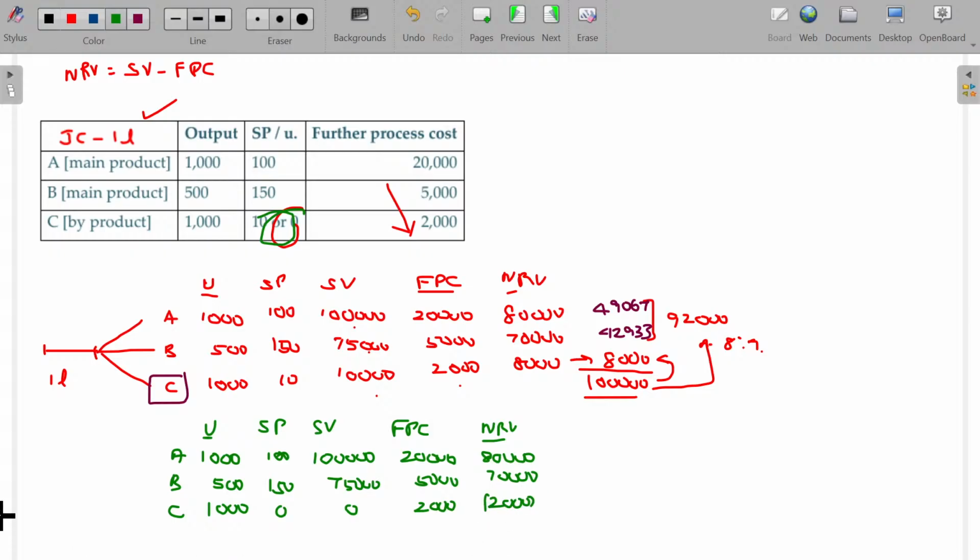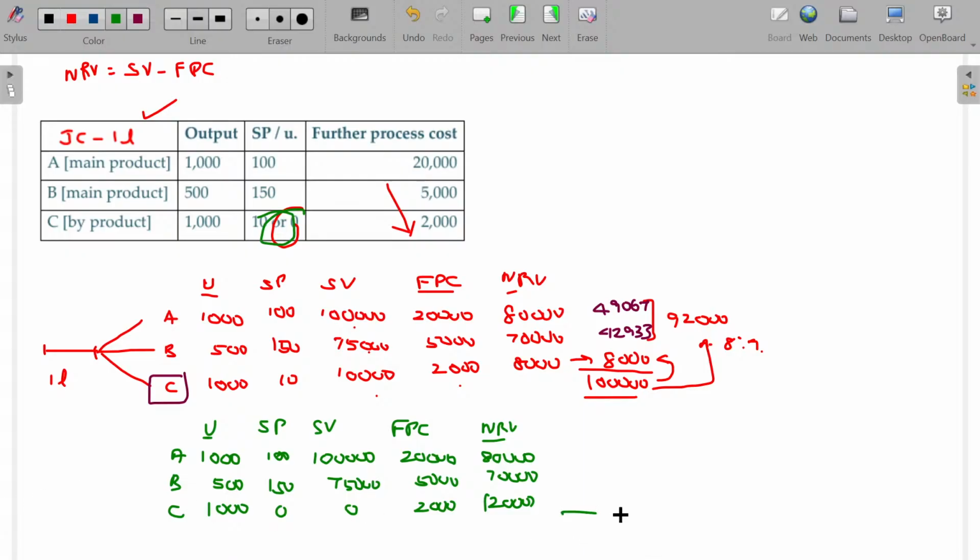What happens in case of C? We don't get even a single penny, but we have to spend 2,000 rupees like dust. After the manufacturing process, a huge amount of dust may come. Disposal of that wastage will also be a cost. So we have to spend 2,000 rupees. There is no other way to dispose. We don't get it in revenue. So ultimately, our NRV for the C product is 0, negative.